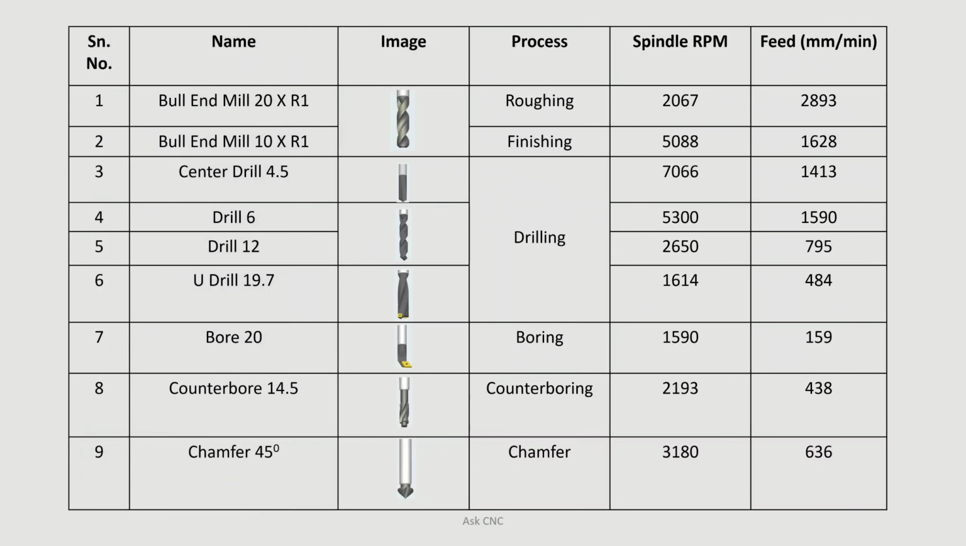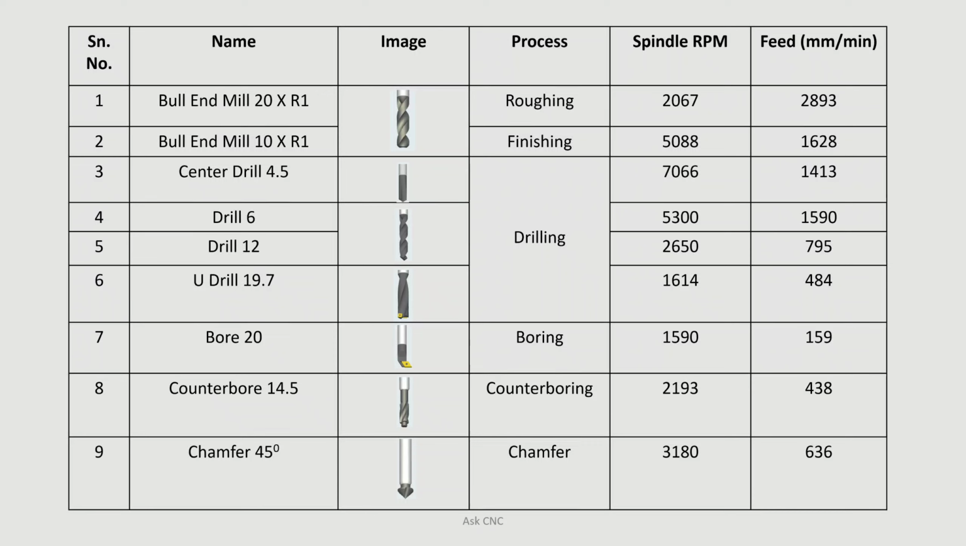We have used a bull end mill of diameter 20 mm having corner radius 1 mm, followed by a 10 mm bull end mill for finishing. Then a center drill to guide the following drill for easy operation. Next we have the 6 mm carbide drill, which we are going to use for each hole. Then we will work with a 12 mm diameter drill and then a 19.7 U drill for the 20 mm diameter hole. After that we will finish the hole with a boring tool. A counterbore tool is used to make the counter hole, which is 4.4 mm deep. At last we will make a chamfer for the top edges with a chamfer tool.